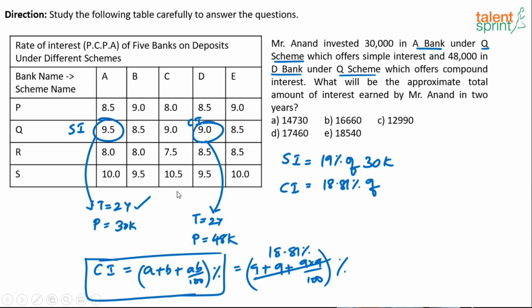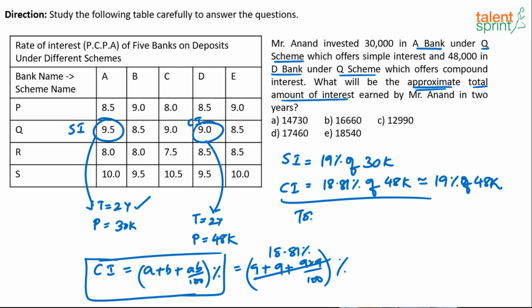18.81% of, this time, the principal amount is 48,000. He is asking you to get the total interest. What will be the approximate total amount of interest? So sum of these two. Now, if you look at the options, 14,730, 16,660, 12,990, 17,460, 18,540, you may approximate 18.81 to 19% because options are not too close to each other, right? It all depends on the options here. Options are spaced out, right? So maybe you can try taking it as approximately 19%. Compound interest is approximately 19%, let's say. Of what? 48,000. That's it.